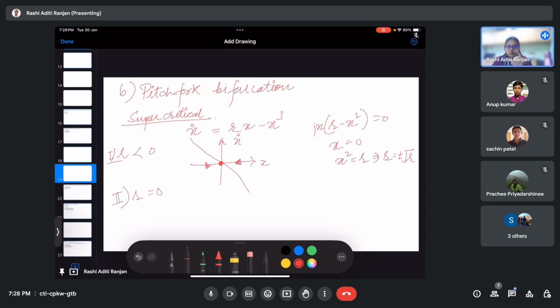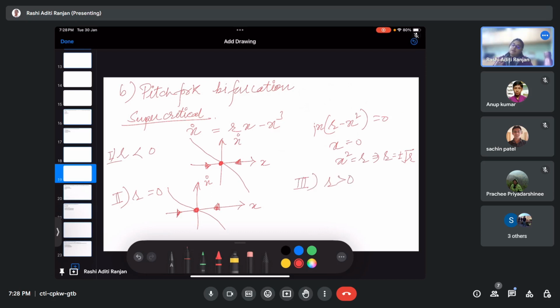Now, when I come to the case r is equals to 0, again, there will be only one fixed point, 0. The only difference in this diagram would be that this would go like this. The inclination would change a bit. And this will again be a stable fixed point. Then comes the third case, which is for r greater than 0.